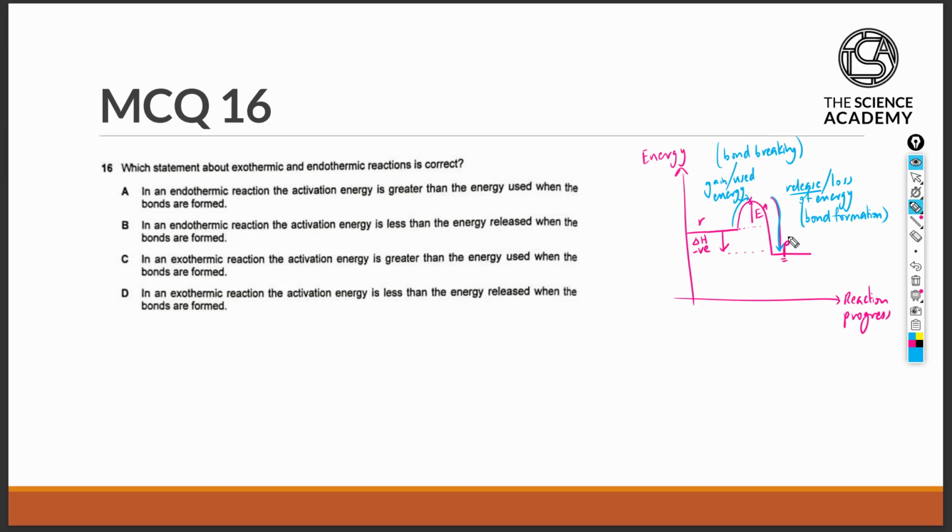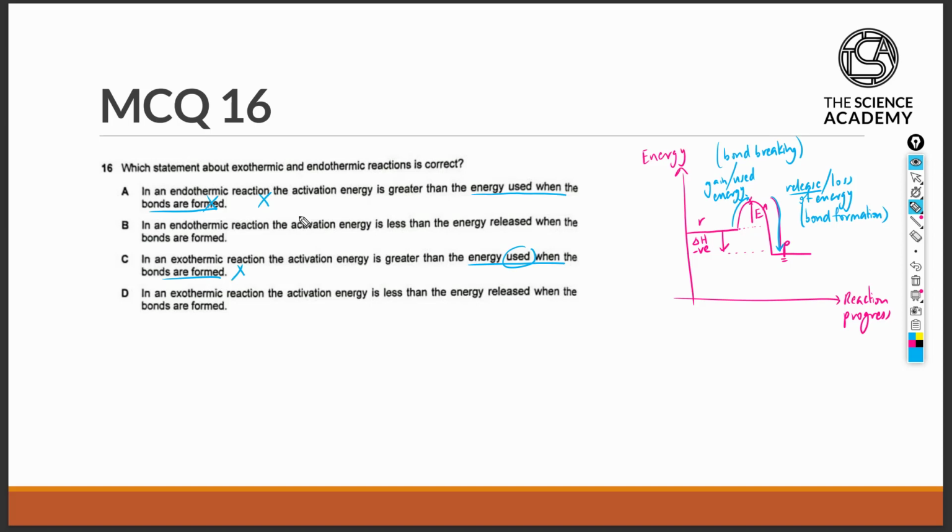So let's take a look at option A. It says that in an endothermic reaction, the activation energy is greater than the energy used when the bonds are formed. This statement is wrong in itself because it is incorrect to say energy used when the bonds are formed. Bond formation, again, allows for the release or loss of energy, while using up energy from the environment is during bond breaking, not bond formation. Therefore, this option is wrong. So is this option, because again, energy used when the bonds are formed, this is an incorrect statement.